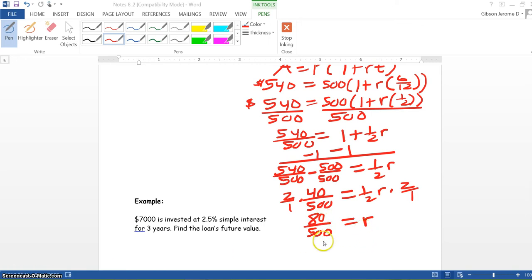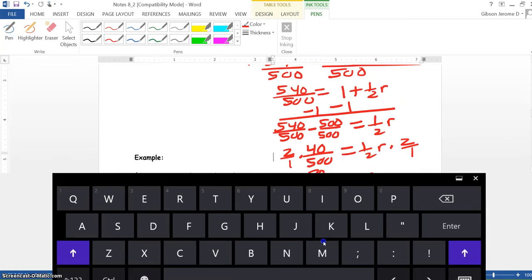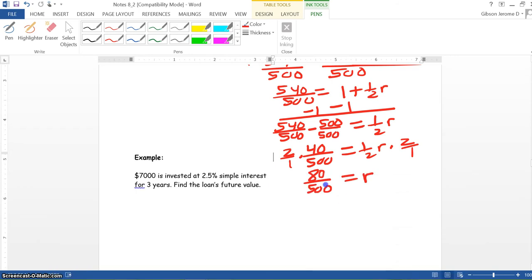Now we can divide both of these by 20, and we would get 4 over 25 if we divide both of these by 20. Now you can show that on your notes. Just put division sign 20 over 20. So that would be 4 over 25 is equal to R. And when we put it in the calculator, it gives us 16% is equal to our rate of interest.